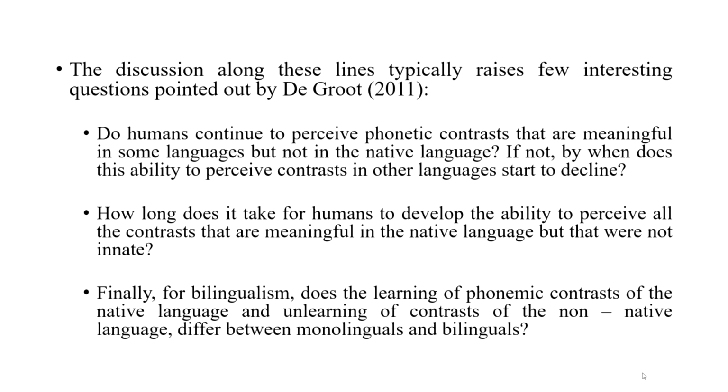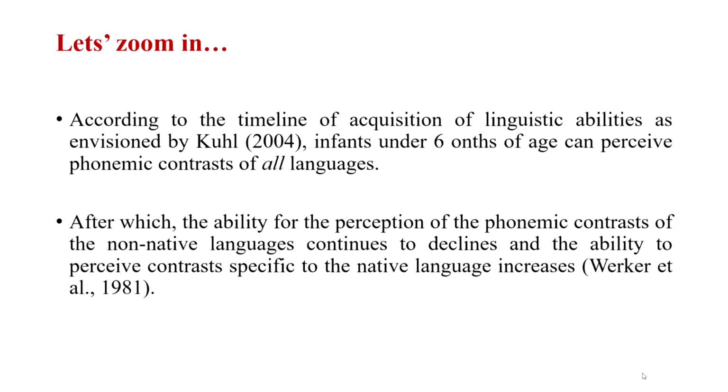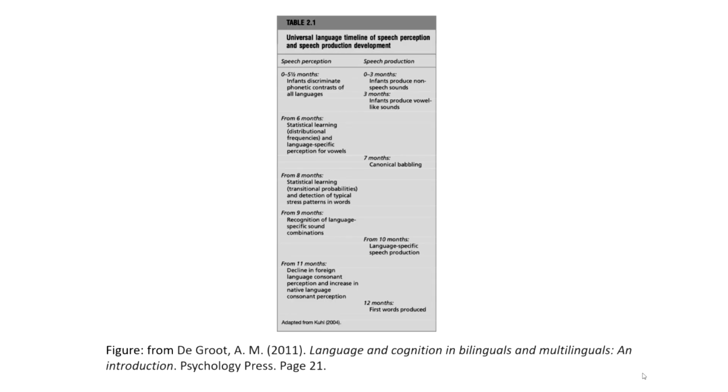Finally, for bilingualism, it is interesting to ask whether the learning of phonemic contrasts of the native language and the unlearning of the phonemic contrasts of the non-native language create differences between monolinguals and bilinguals. This is something that is supposed to happen, and it has been shown, and I will show you a figure going forward, which is basically Kuhl's timeline of how individuals learn.